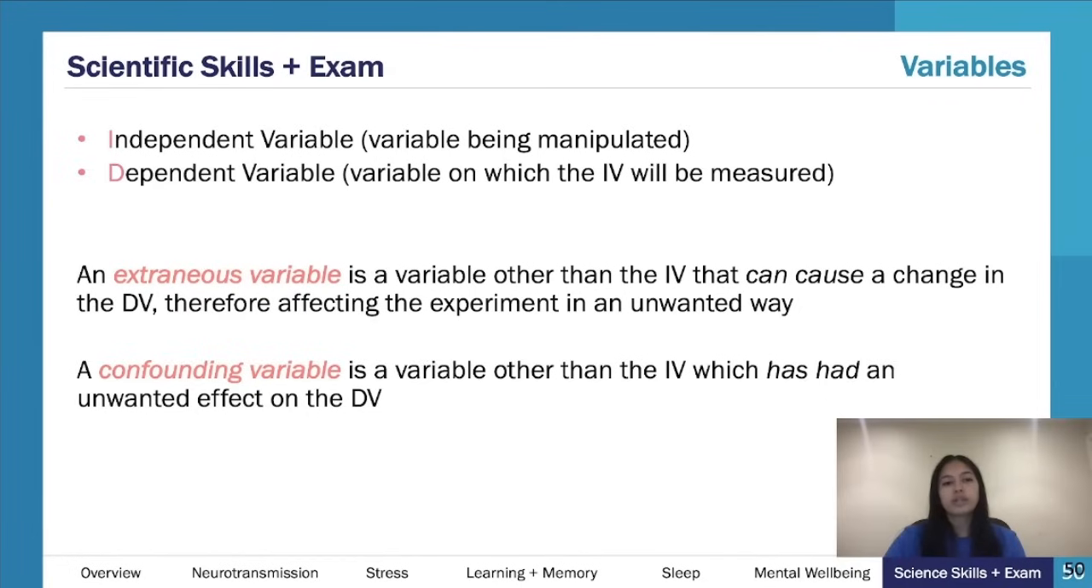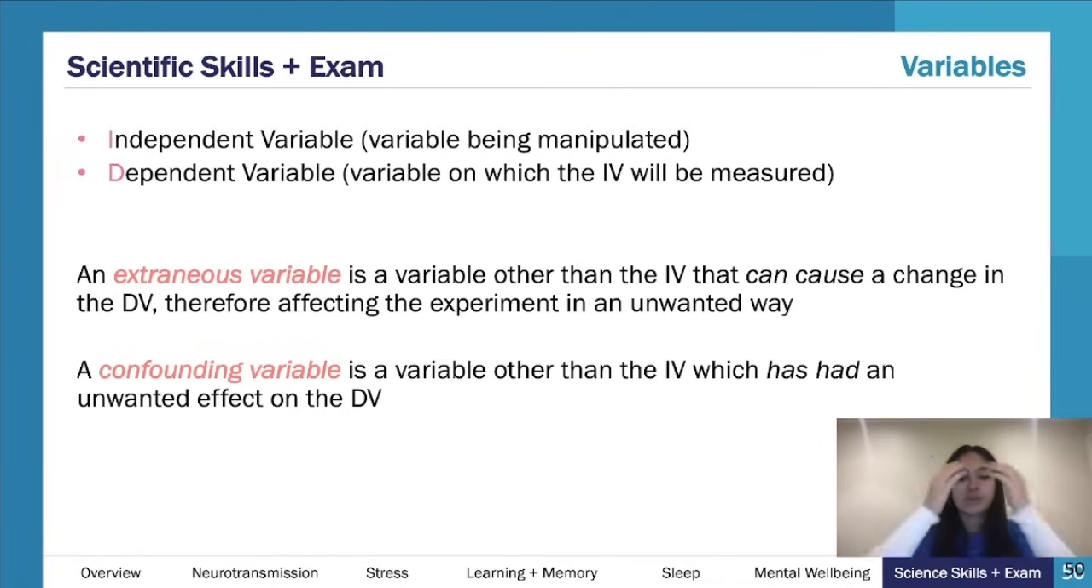Your extraneous and your confounding variables are very similar. Your extraneous is a variable that has the potential to affect the DV in an unwanted way. A confounding variable is something that has had that effect.